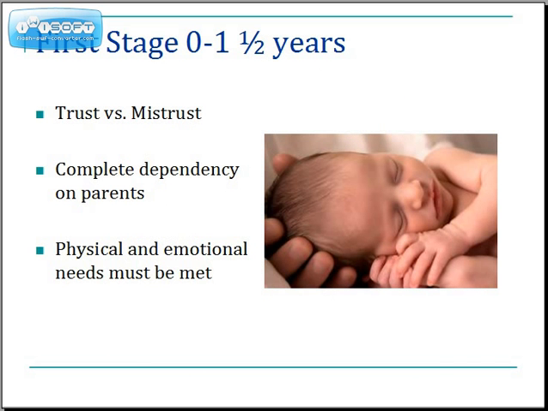Stage 1 of Erickson's psychosocial theory deals with the age between birth and a year and a half. During this stage, the major conflict is trust versus mistrust. At this stage, the child is completely dependent on their caregivers. The child learns trust by being given the necessary means to both live physically and emotionally.